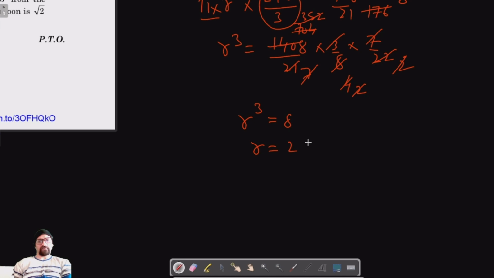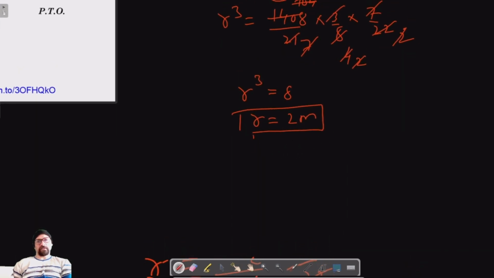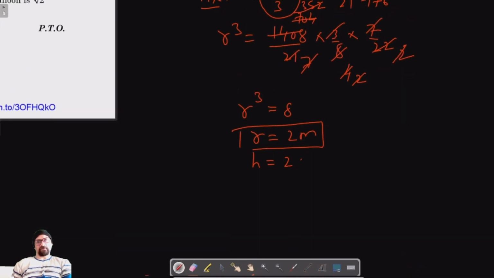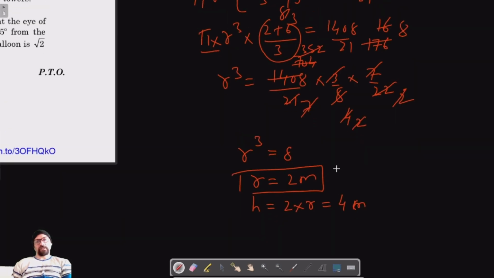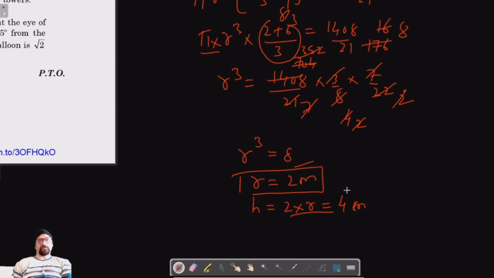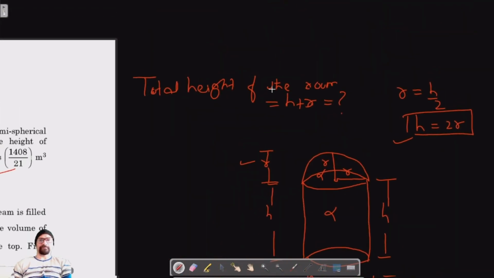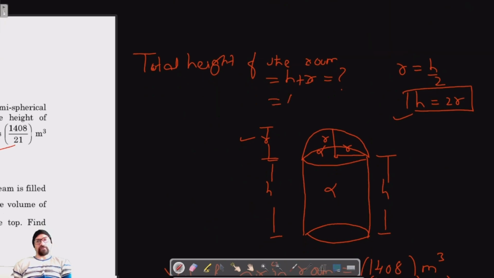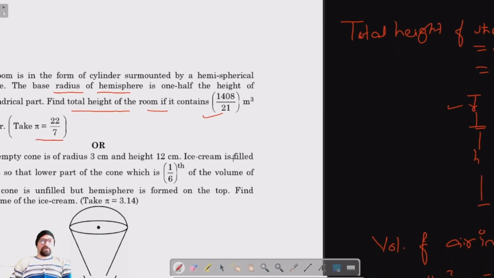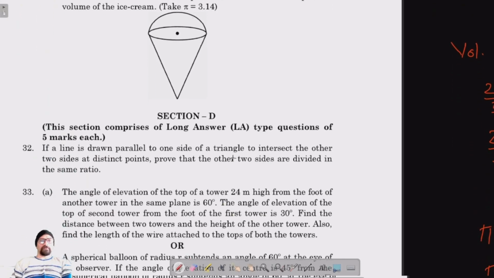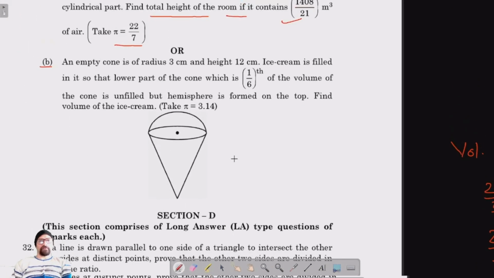So that gives r is equal to 2 meter. So radius is 2 meter, and height is double of the radius. So height is equal to 2 into r, which is equal to 4 meter. Now the radius is 2, height is 4, so total height of the room is 4 plus 2, that is equal to 6 meter.